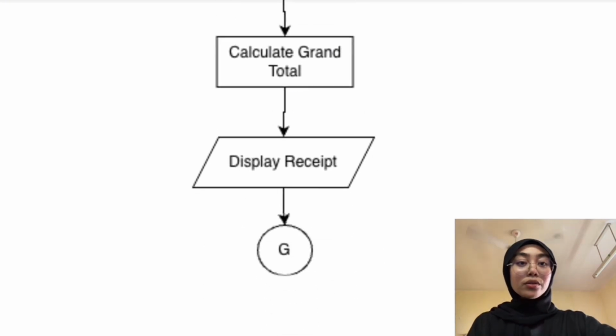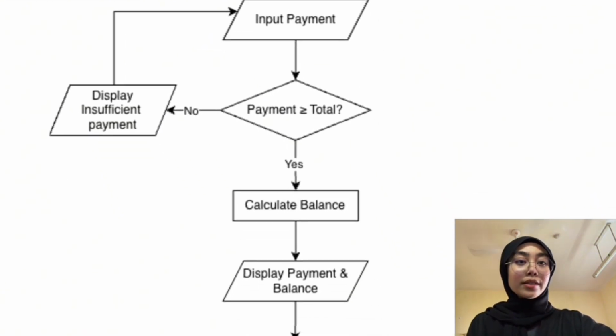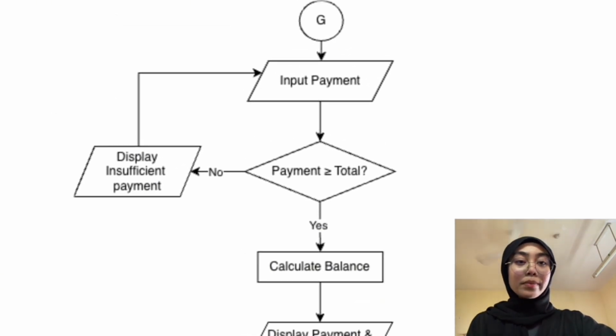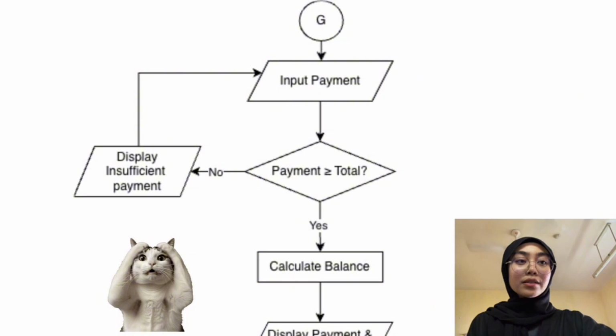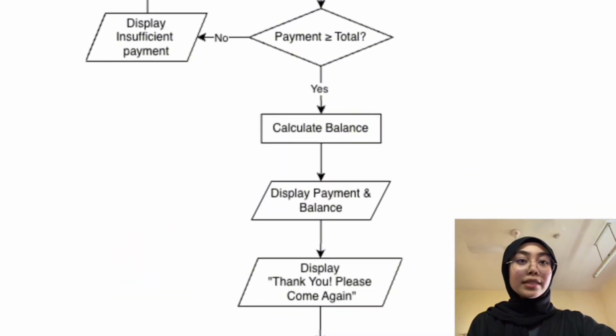The flow then continues through connector G to the second page of the checkout flowchart. The customer will enter the payment amount. Then, the system will check whether the payment is greater than or equal to the total amount. If the payment is not enough, the system will display "insufficient payment" and ask the customer to enter the payment again. If the payment is sufficient, the system calculates the balance and displays the payment and balance.